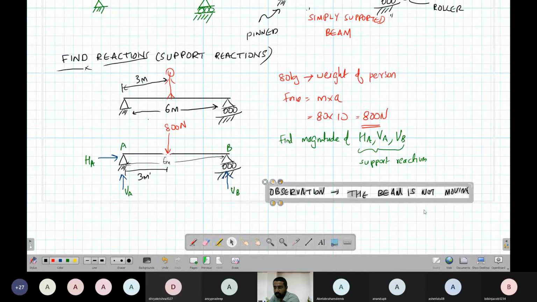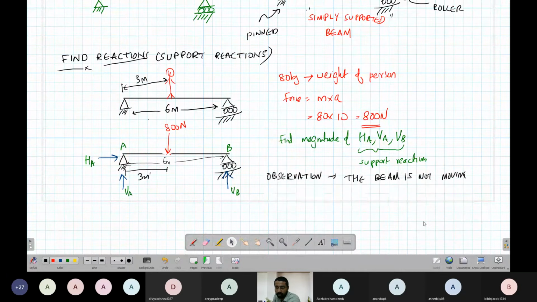Equilibrium equations. Okay, so that means it is in equilibrium. This implies equilibrium. So it is not accelerating in the downward direction, right direction, or any direction, and it is not rotating either. So that means it's in complete equilibrium. Okay. So let's try to solve this.